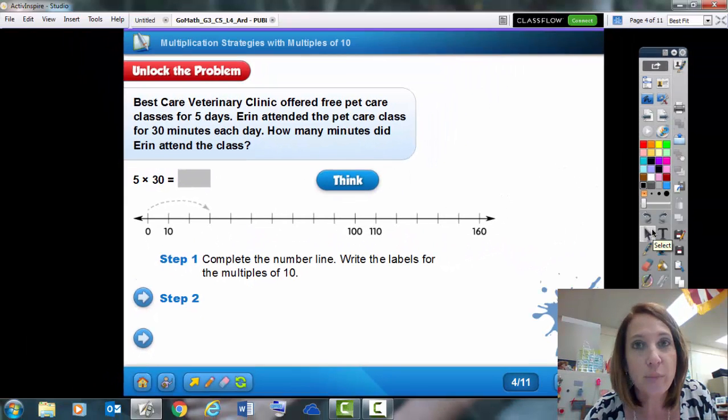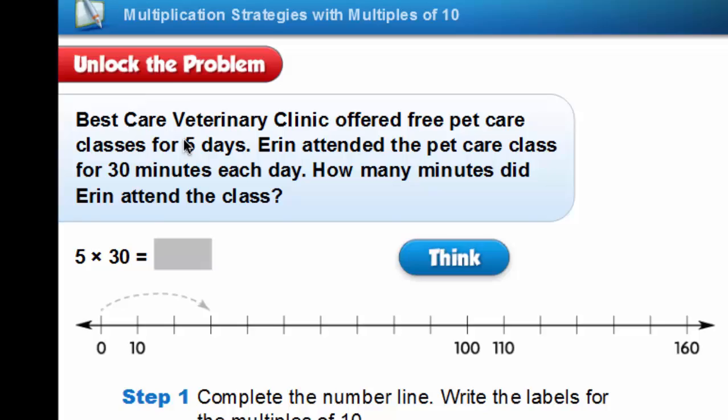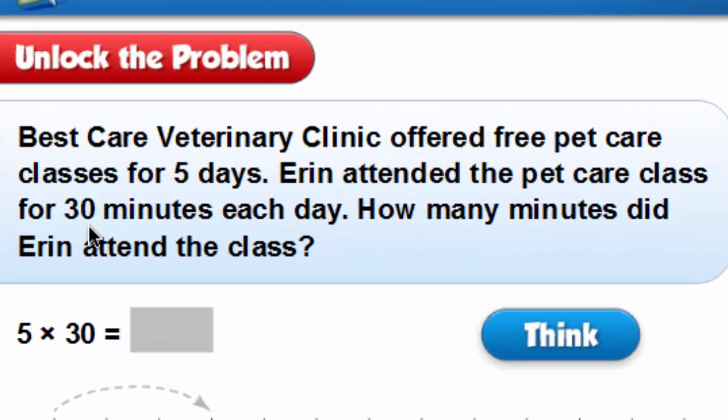So now we're going to take those multiples of 10 and figure out how to multiply those multiples of 10 times another number. Eek! It's okay, we can do this. Let's look at the problem. Best Care Veterinary Clinic offered free pet care classes for 5 days. Aaron attended the pet care class for 30 minutes each day. How many minutes did Aaron attend the class?